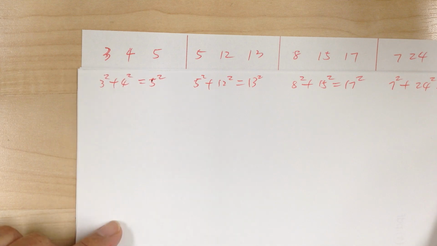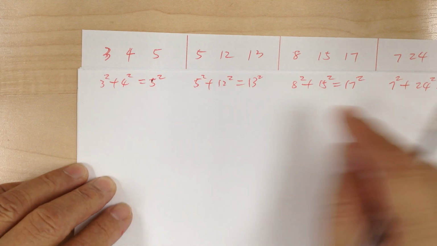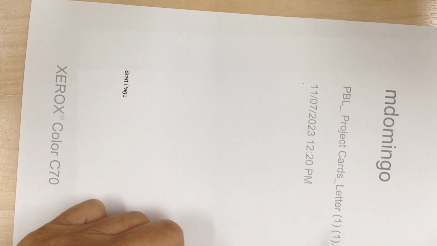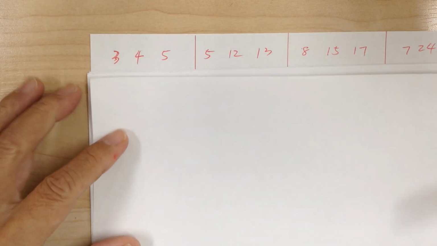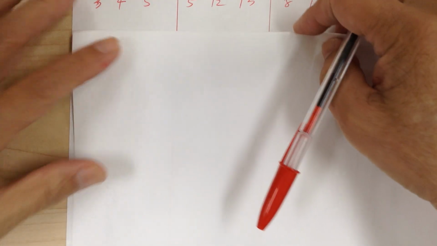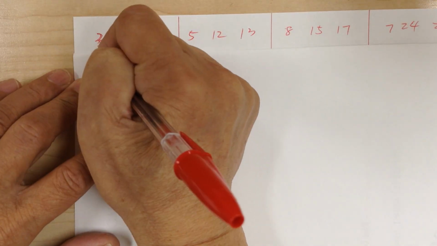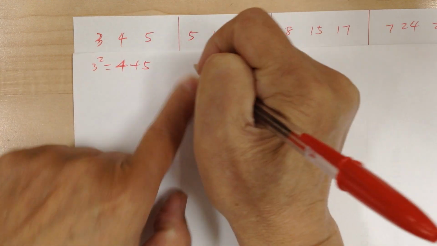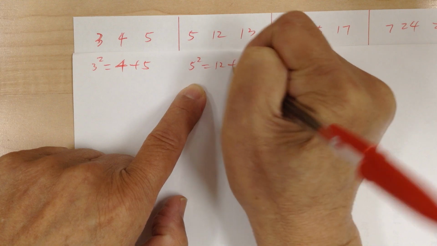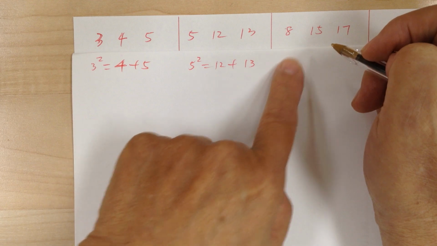Now, another interesting fact you can see from the relationship is that 3 squared equals 4 plus 5. And if you notice this one, 5 squared equals 12 plus 13. So if you square the smaller side, it equals the sum of the two longer sides.